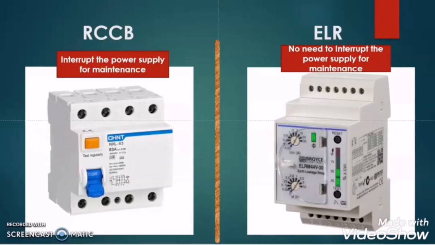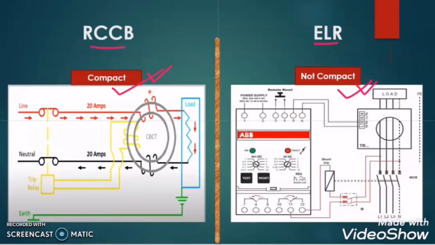I will show you one circuit. From that circuit, you will understand it better. Here you can see that this is the supply source, this is the RCCB and this is the load. Something happened to the RCCB and we need to change it. Then we have to interrupt the power supply. Then only we can change the RCCB. In that case, the power reliability will be less.